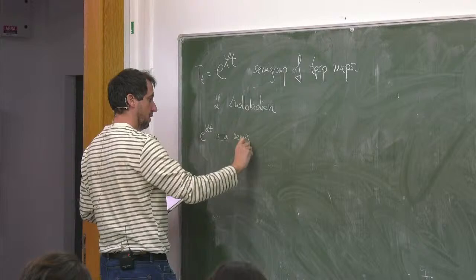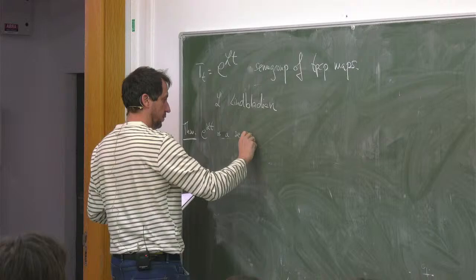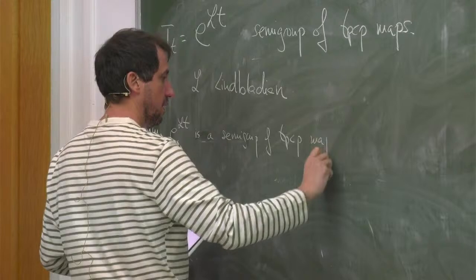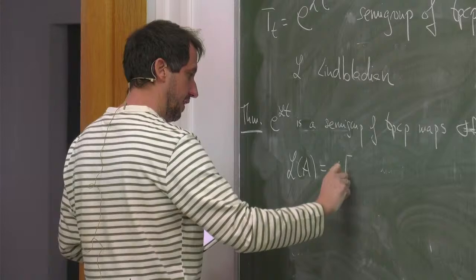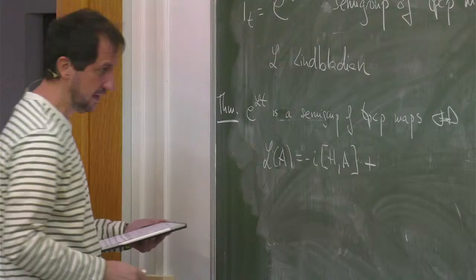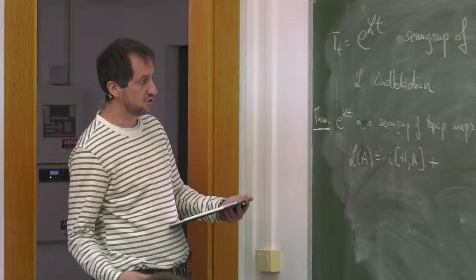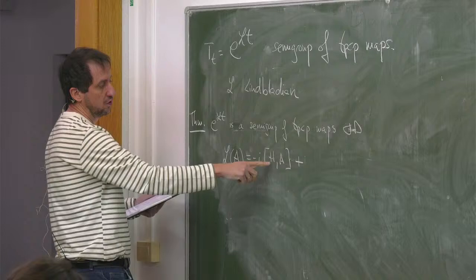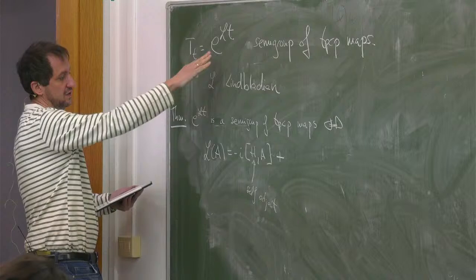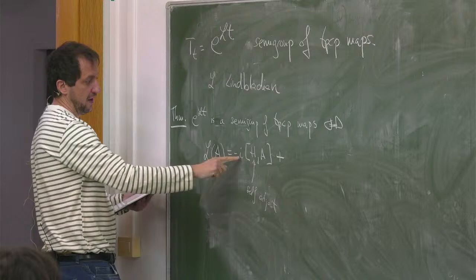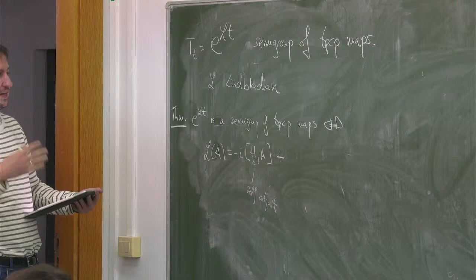Theorem: e^{Lt} is a semigroup of TPCP maps if and only if L has this particular form. L acts on an operator A as minus i times the commutator with H, plus the rest. This first part is the unitary evolution part. If L were exactly this, a commutator with a Hermitian, self-adjoint H, a Hamiltonian, then the action of the semigroup is just conjugation with the exponential of iHt, the action of a unitary group. So it's like the unitary evolution of closed systems we saw before.